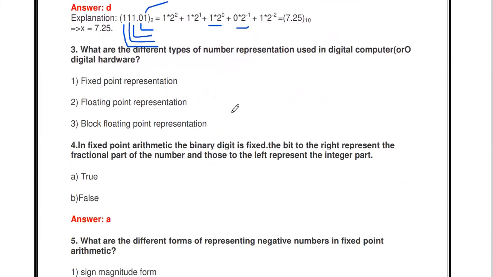Then the next question: what are the different types of number representation used in a digital computer or digital hardware? There are 3 methods: fixed point representation, floating point representation, and block floating point representation. These are the 3 representations of numbers in a digital computer or digital hardware.